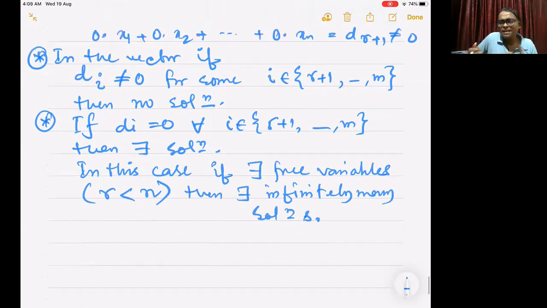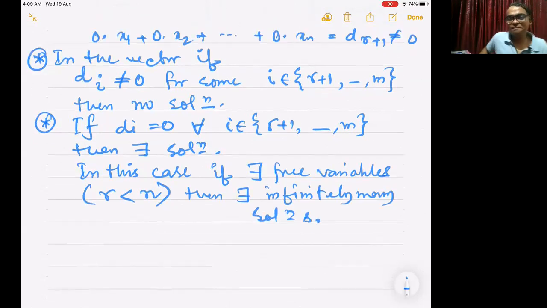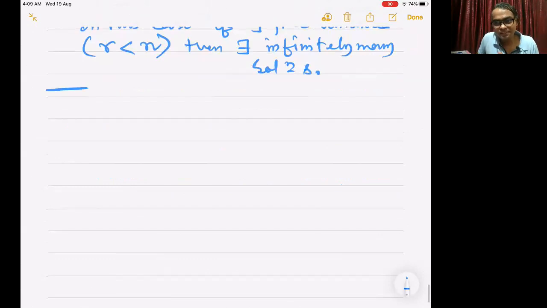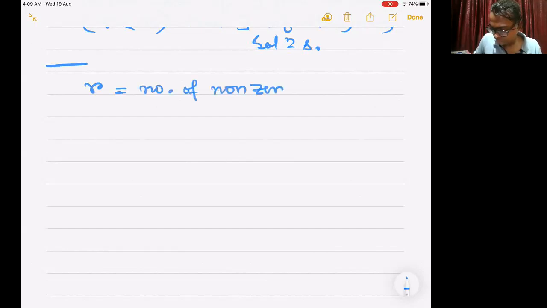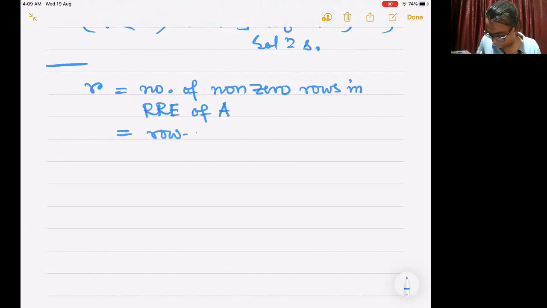But how is that related to that augmented matrix thing that you may have learned before? That augmented matrix actually codifies what I've just mentioned here. How? Well, let's see. First thing, this number r is equal to the number of non-zero rows in RRE of A. This is called the row rank of A, or simply the rank of A.